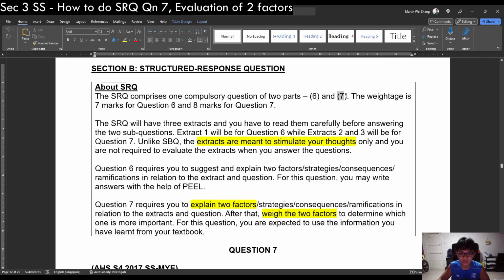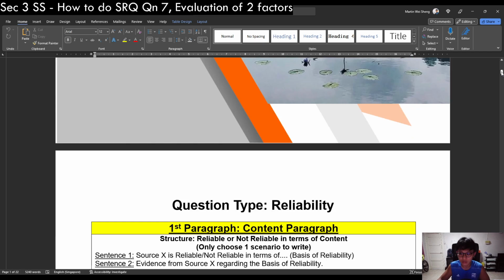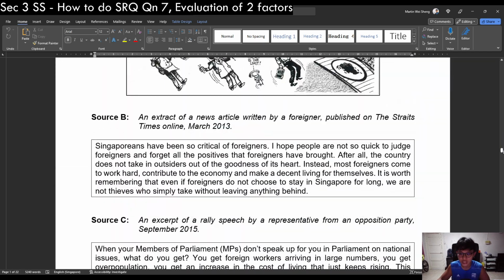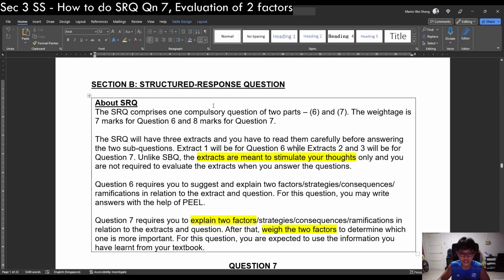Alright, so before we begin today's lesson, make sure that you have with you your term 2 assignment booklet. You have this booklet with you, and then we will scroll all the way until page 11, whereby you will see this page on structured response question. So you need this with you, you need your writing materials with you, and without further ado, we will begin.